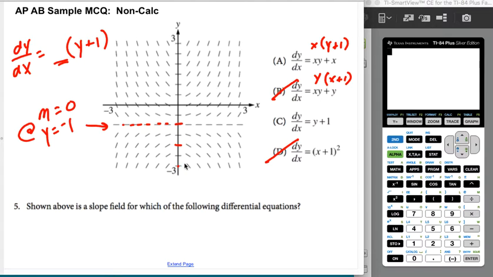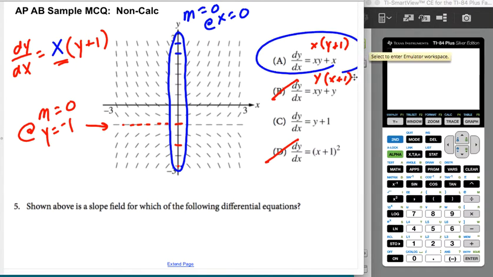Second thing I notice is that there are also 0 slopes when x is 0. So the slope also seems to be 0 on all these spots any time x is 0, which means that the other missing factor I'm probably looking for is an x, and it means my graph is answer A.